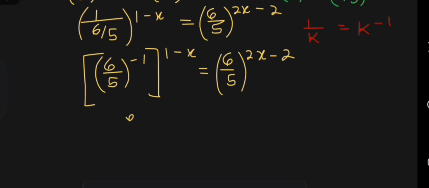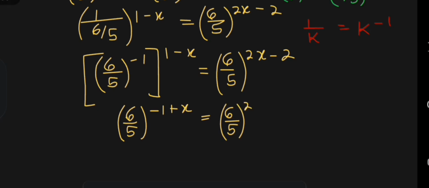Also, distributing negative 1, we have 6 over 5 on the left hand side to the power of negative 1 plus x. And the right hand side remains (6/5)^(2x-2). And at this stage, we can equate the exponents since the bases 6 over 5 on both sides are the same. So we equate the exponents.